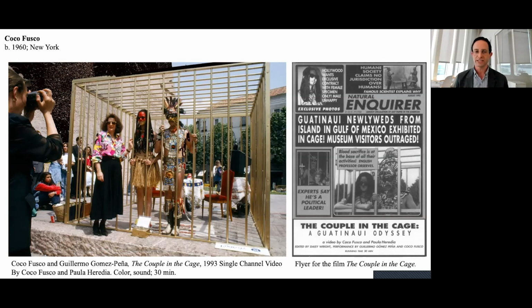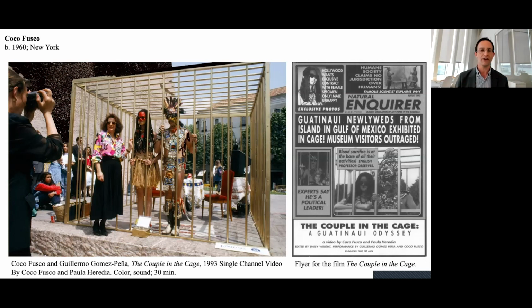In a more playful sense, a satirical form, The Couple in the Cage is a performance work that toured the United States and ended at the '93 biennial. And in it, Coco Fusco and Guillermo Gomez Peña pose as Amerindians from this imaginary tribe. They pose as these native subjects in a cage, referring back to the long history of the display of human bodies of non-white subjects in things called human zoos.